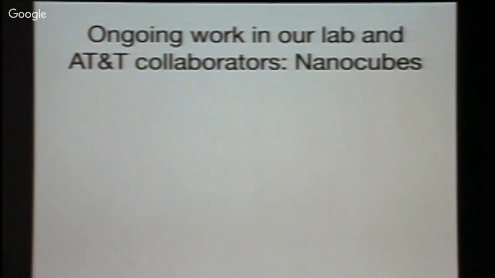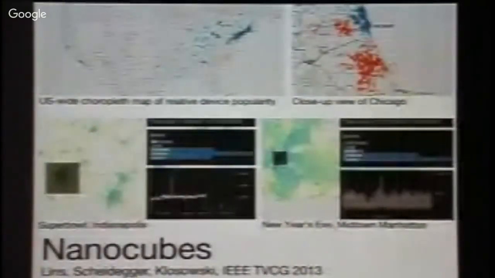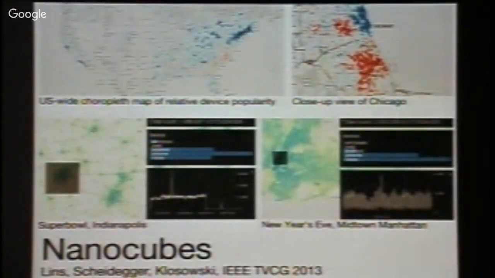So as I said, this started with a collaboration with colleagues of mine from AT&T Research in New York. And this is a technique we call nanocubes, but let me just show you pictures because this makes a lot more sense. So this was a paper and a system that we've been developing for a few years now. And the types of things that it will let us do are, for example, making pictures that tell you stories that are interesting about these very, very large sources of data.